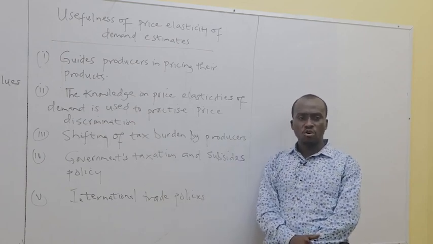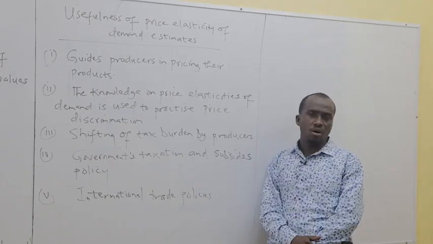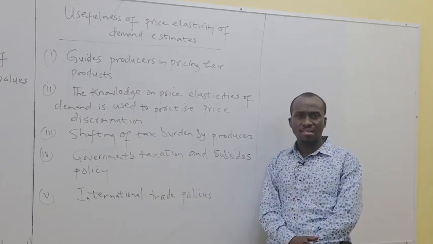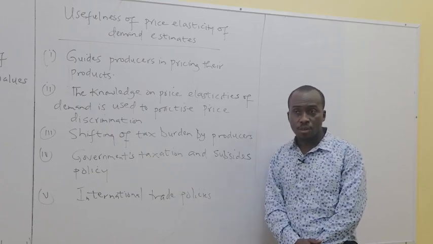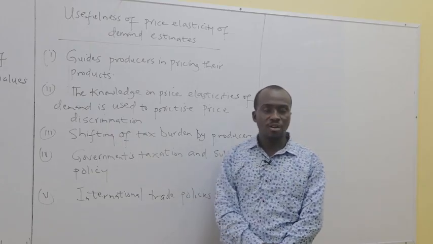So companies like Toyota, Nissan, Samsung, BYD, all these companies back in Europe, they take all these things into cognizance: whether their product is elastic or inelastic before the price.